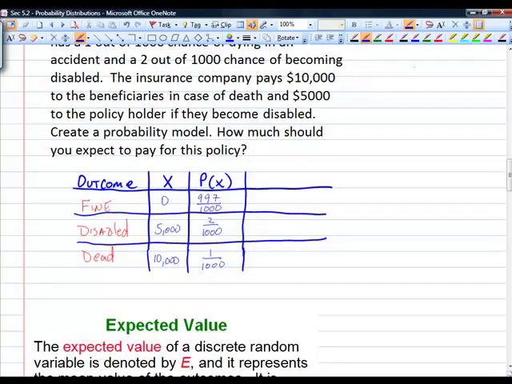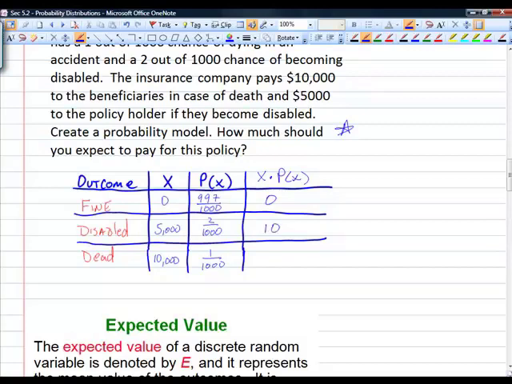The second question here was, how much should you expect to pay for this policy? Well, I don't know. It depends on how much I expect to earn. There's a 997 out of 1,000 chance that I get nothing. If that happens, my net gain is nothing. What I'm looking at here is x times p of x. There's a 2 out of 1,000 chance that I'll get $5,000. So 5,000 times 2 over 1,000 is how much? 5 times 2 is 10.